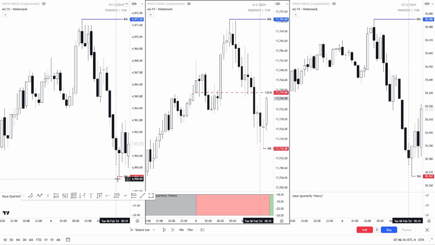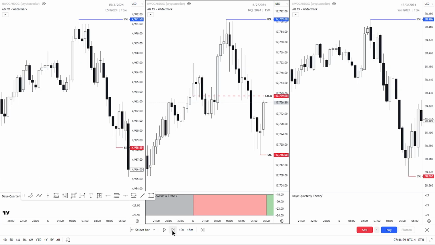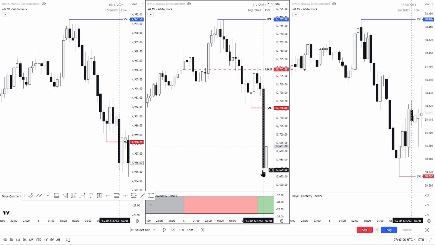All right, now that we have the buy side and sell side liquidity of our previous session marked out on all three charts, we are now going to watch and see if there is a setup. Remember, we want to see the setup take place after 8:30 for the highest probability. As you can see over here, we have taken out the sell side liquidity in Nasdaq and in S&P 500, but in Dow Jones we have not done that, but it is taking place ahead of the session. So this is generally low probability.